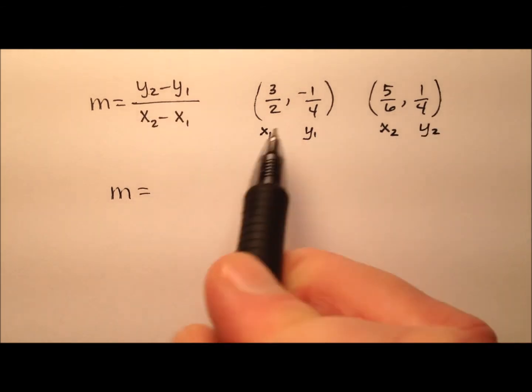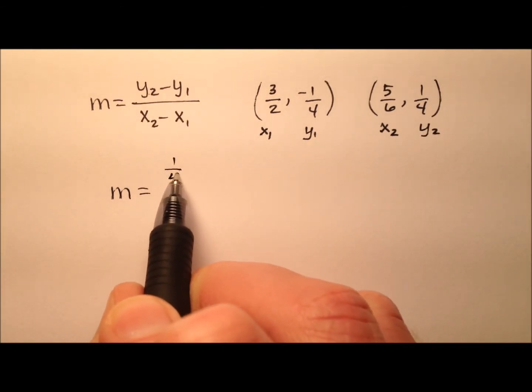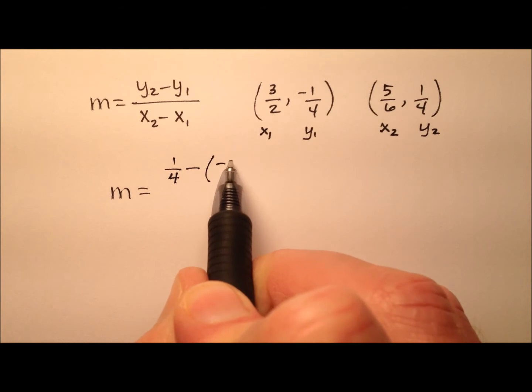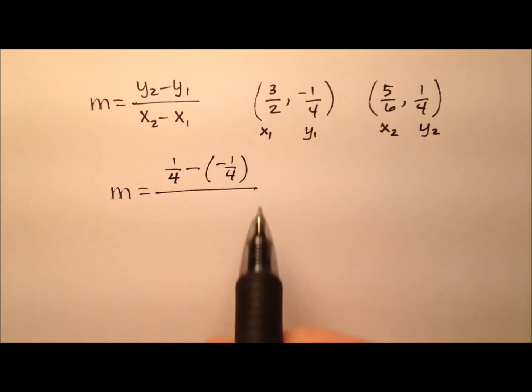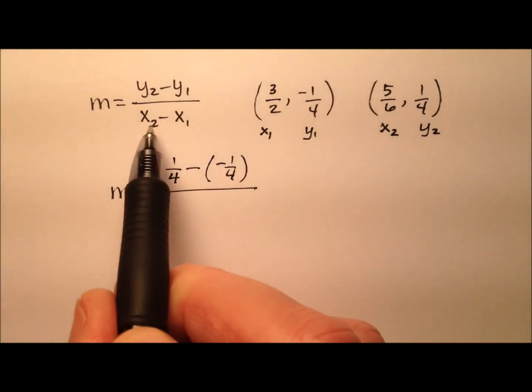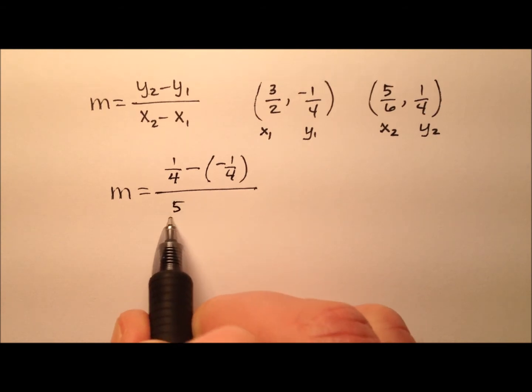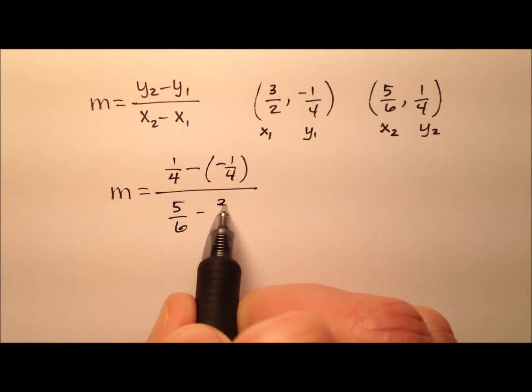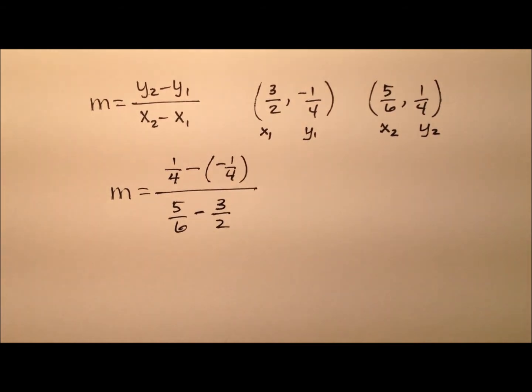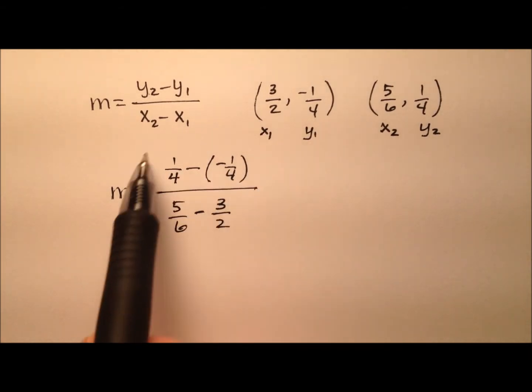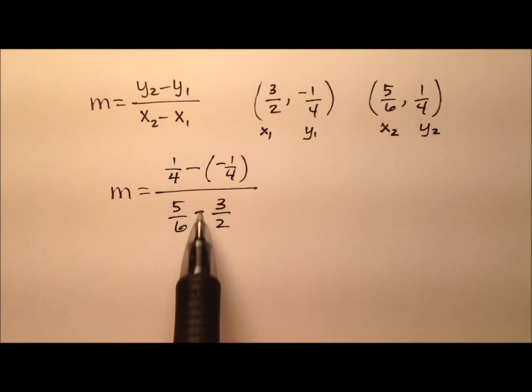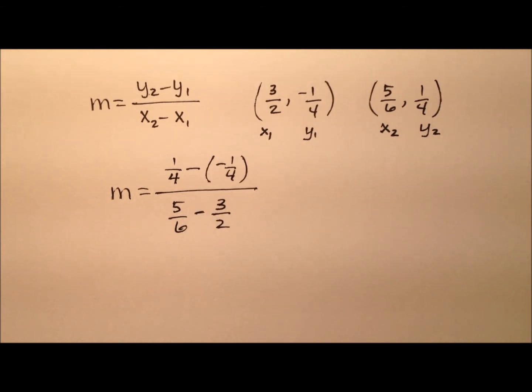So y2 minus y1 will be 1/4 minus a negative 1/4. And in the denominator, we'll have the change in x. So it'll be 5/6 minus 3/2. And of course you'll see we have a complex fraction because the whole thing is a fraction. And then of course in the numerator and in the denominator we also have fractions. So let's go ahead and simplify.